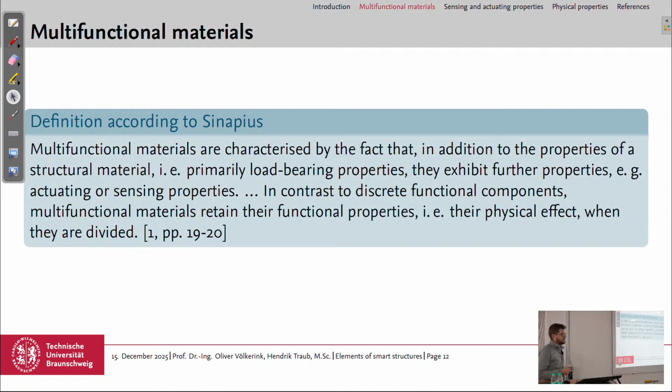If you cut down a piezo ceramic, then it still has its functional or multifunctional properties. And piezo ceramics are also a good example for multifunctional materials because they also have an E modulus of around 60 gigapascals, so close to aluminium, and can also be used for load bearing, or they also bear loads.